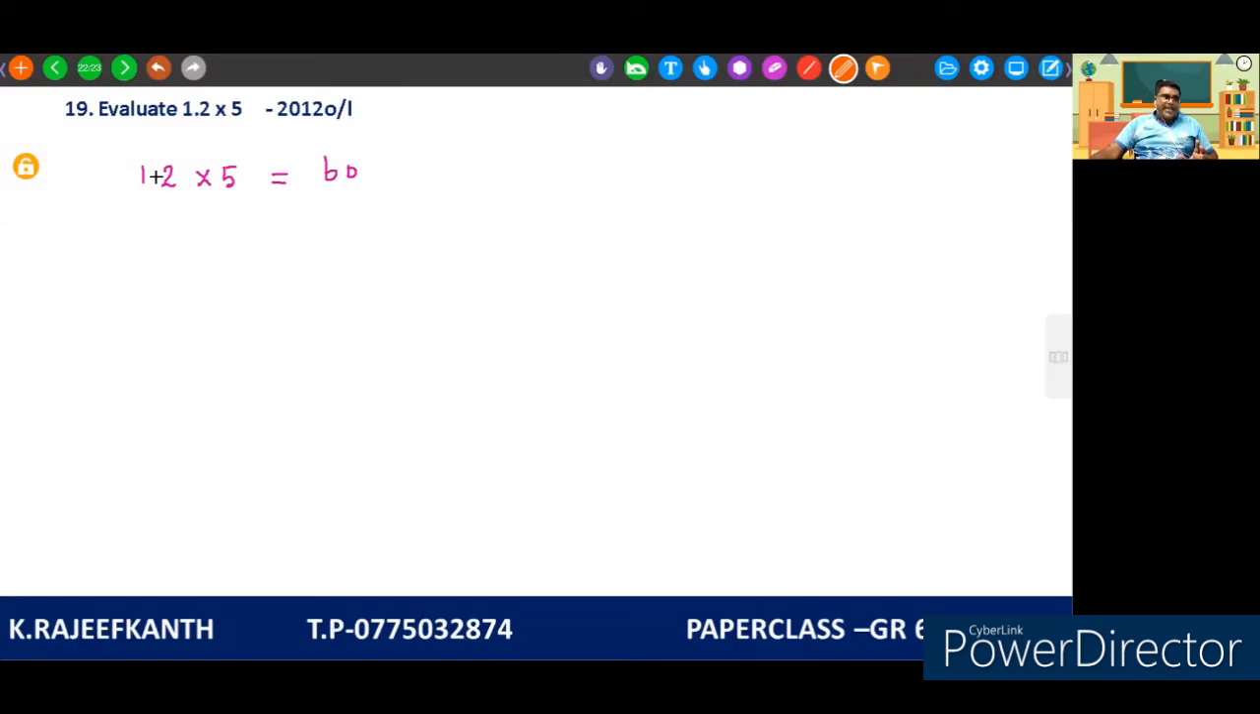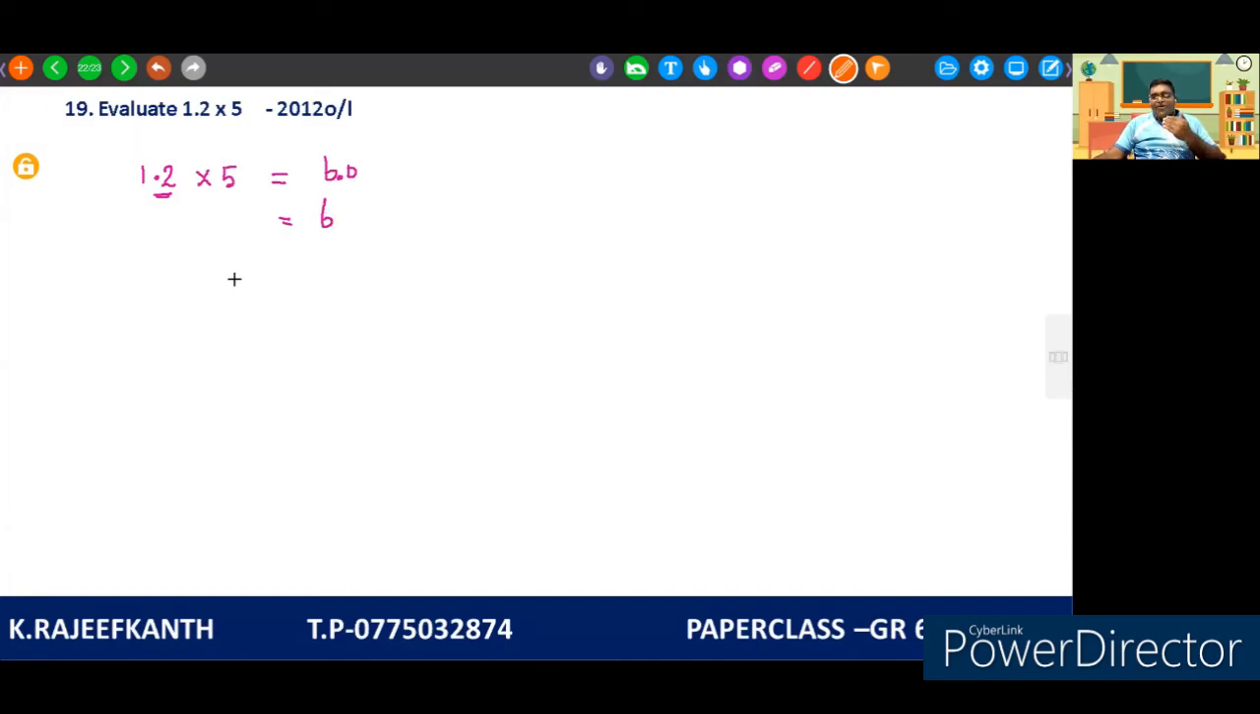But in that number there is a point. Now, in the number 1.2, after this decimal point, there is only one digit. So in the answer also, there should be a digit after the decimal point. So we have to keep the point between the 6 and 0. Here after this point, there is a digit. So we can write 6.0, and you know that we can write this 6.0 as 6.